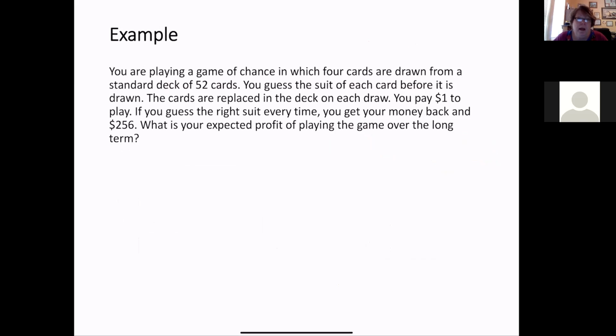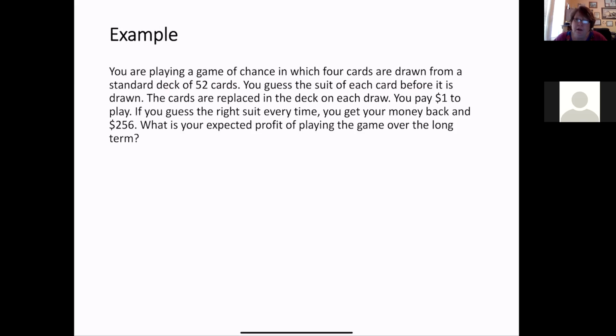Okay, so you're playing a game of chance in which 4 cards are drawn from a standard deck of 52. You guess the suit of each card before it is drawn. So somebody has the deck of 52 cards, they shuffle them up, and before you ever draw a card out of the deck, you guess, is it a diamond, a heart, a spade, or a club? Which of the 4 suits is it?